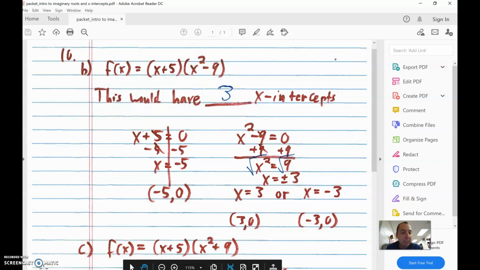I want to talk about question 10 on the handout, parts B and C, because there's a bit of a trick to these. So, question 10, part B, there are three x-intercepts. The one is really obvious. It's -5. You know, you put -5 in here for x, you're going to get 0. So that's one of your x-intercepts.